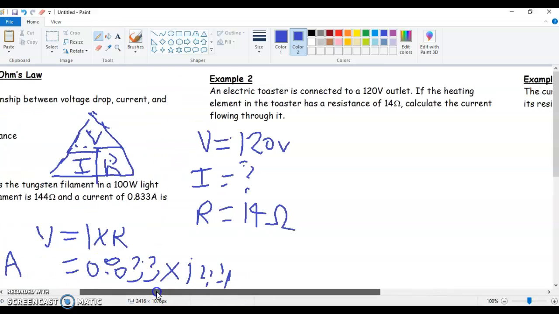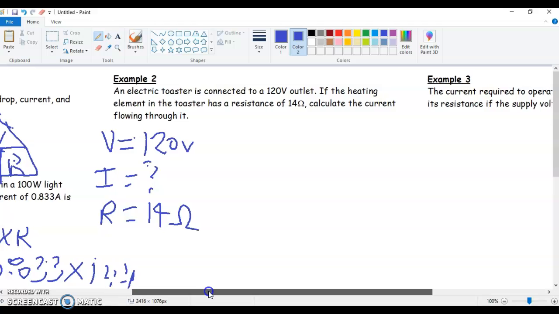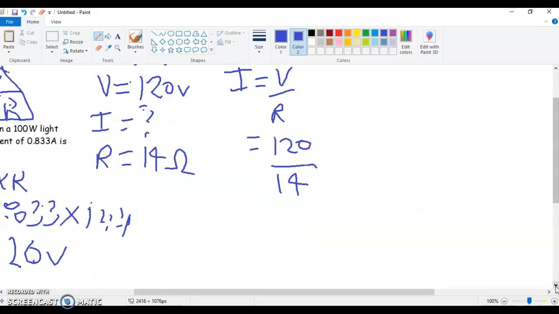Let's go back to our triangle, cover up I, and we can see that V is over R, so that's V divided by R. I equals V divided by R. And that equals 120 over R, which is 14. And again, plug that into the calculator. And you will get 8.57, just around that's fine. And current is in amps or A.